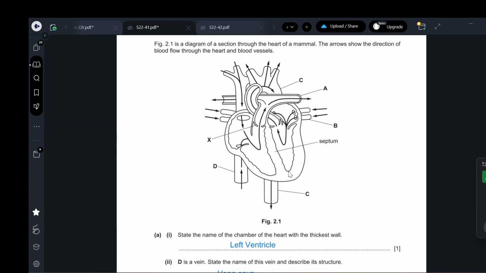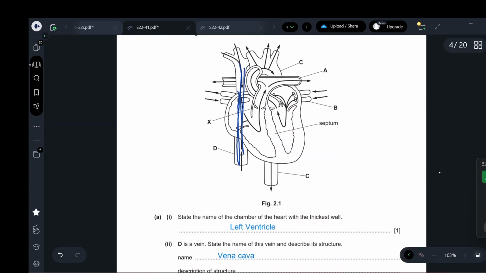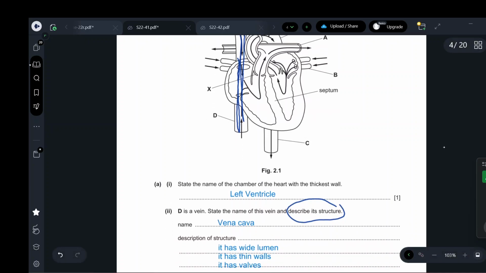D is the vein. What vein is here by the right atrium and it looks like a straight line? This is the vena cava. Describe its structure. How does the vein look? It has a wide lumen, thin walls, and it has valves. This is the general description of the vein.